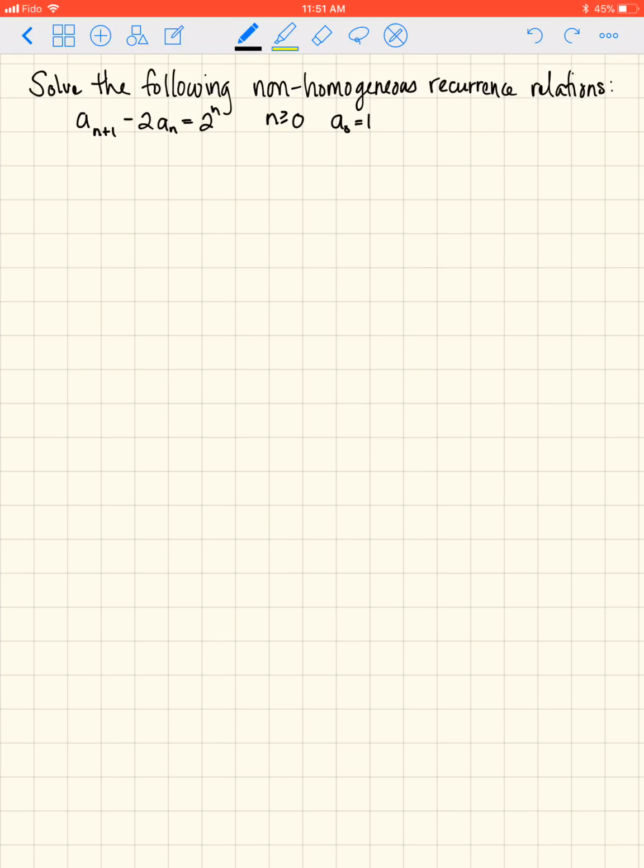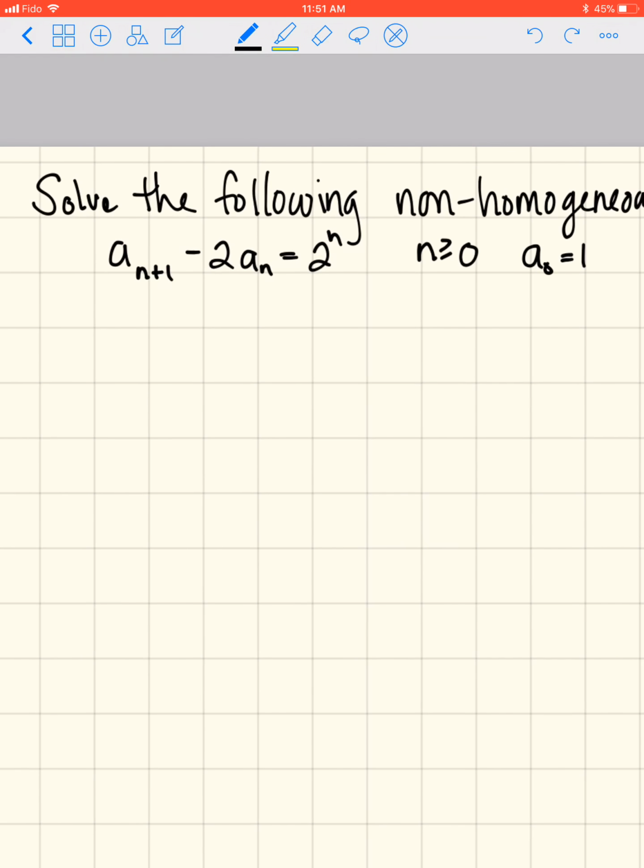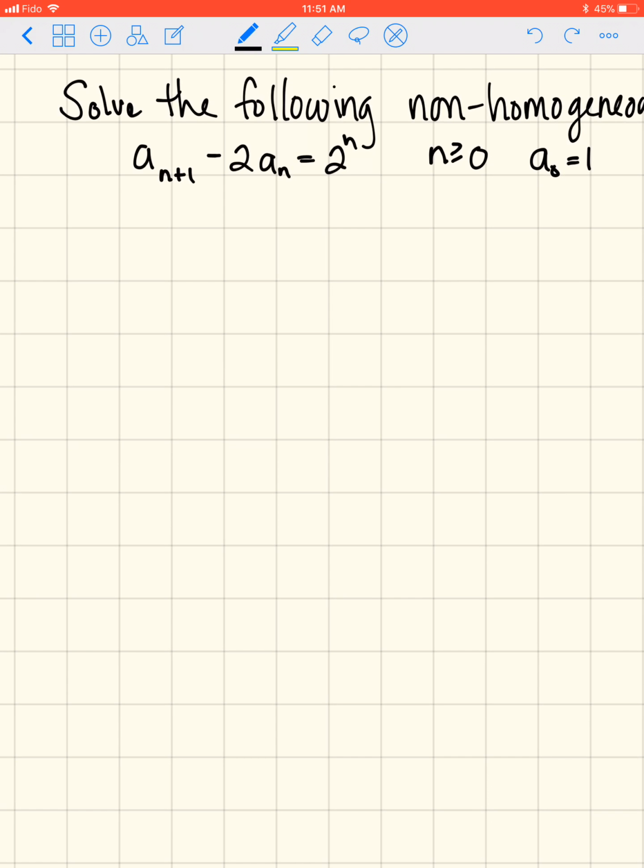Okay, it's time to go back to tutorial 7, question 2, where we're looking at non-homogeneous recurrence relations. And the reason this one is non-homogeneous, you might remember from linear algebra, which was probably a couple of years ago now, is that a homogeneous system of linear equations is one where they were all equal to 0, and it's the same thing with these recurrence relations. Now this one is not equal to 0, so it's not homogeneous, it's non-homogeneous. And that's this 2 to the n here.